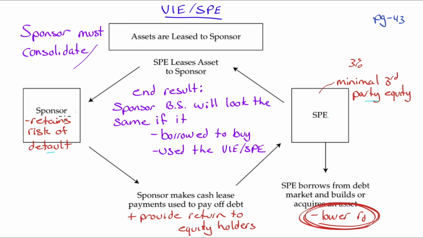SPE. So even after you combine, they will not be absolutely identical. But the balance sheet will look the same if it did. If it borrowed to buy or use the SPE, because it would have to recognize this debt as a liability and would have to recognize the assets as its own assets. So it would have to do the same thing anyways.